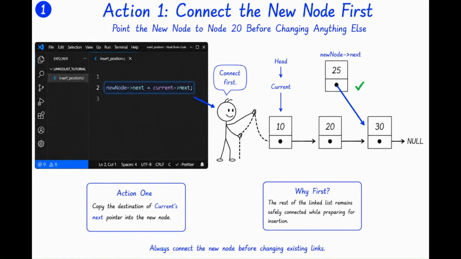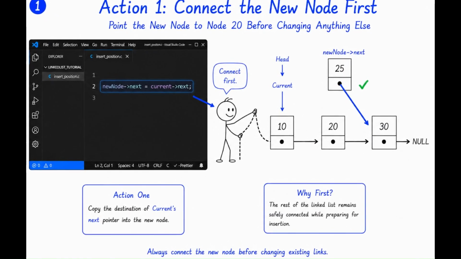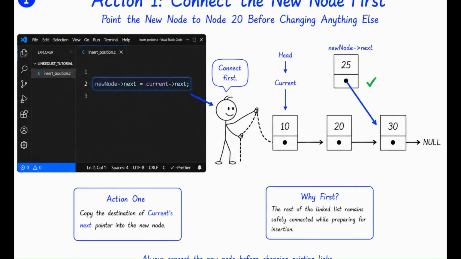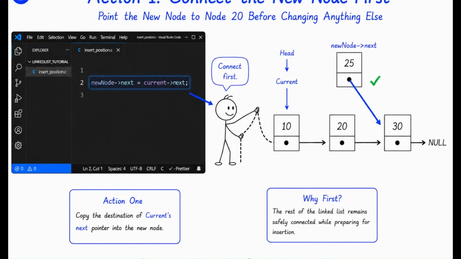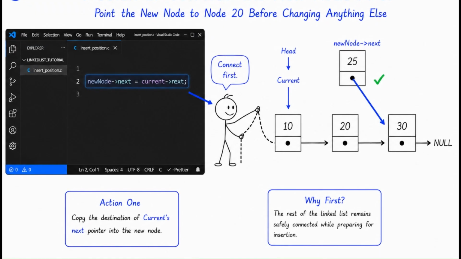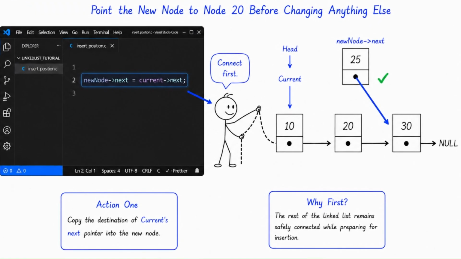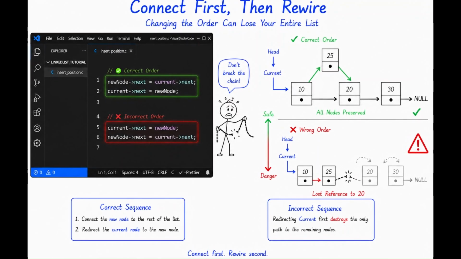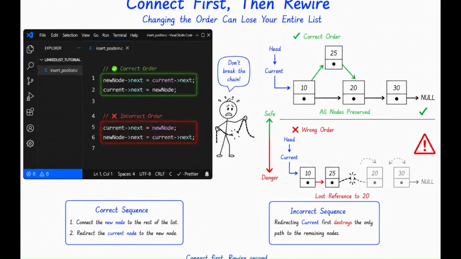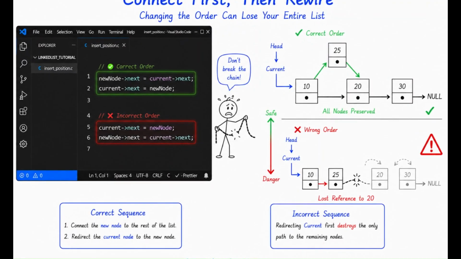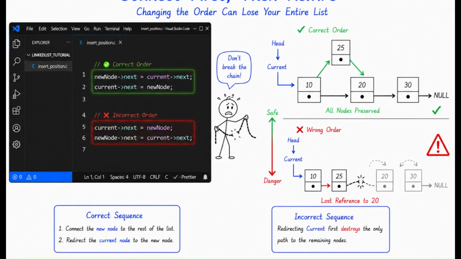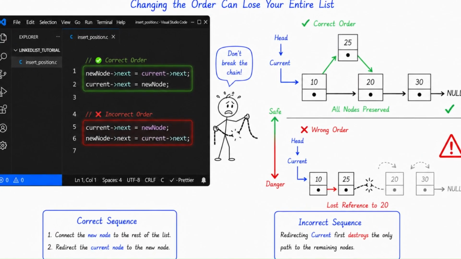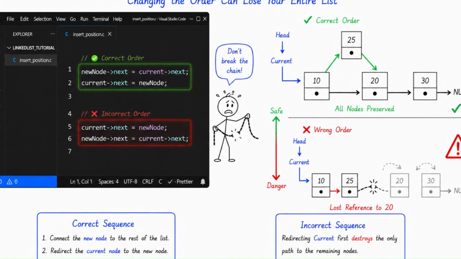Think of the physical metaphor here. You have to grab hold of the new rope before you let go of the old one. Action 1, we take our new node, which is 25, and point its next to where our current node is pointing, which is node 20. You absolutely must connect the new node before you break the old chain. If you do action 2 first, pointing node 10 to 25, you completely lose the address to node 20, and the entire rest of your list floats away into memory forever.